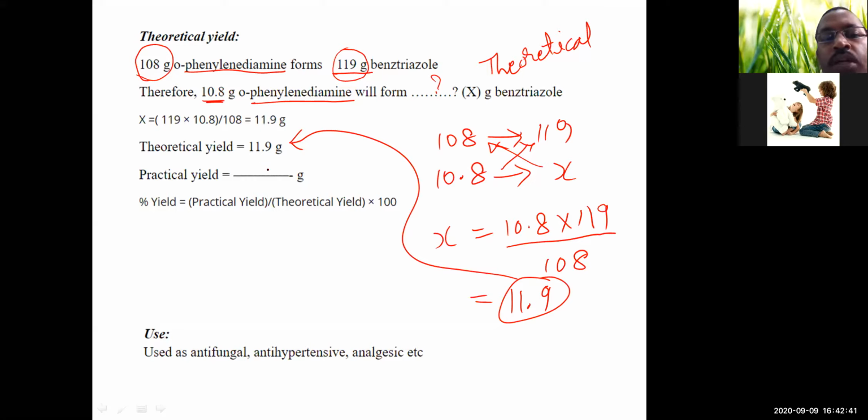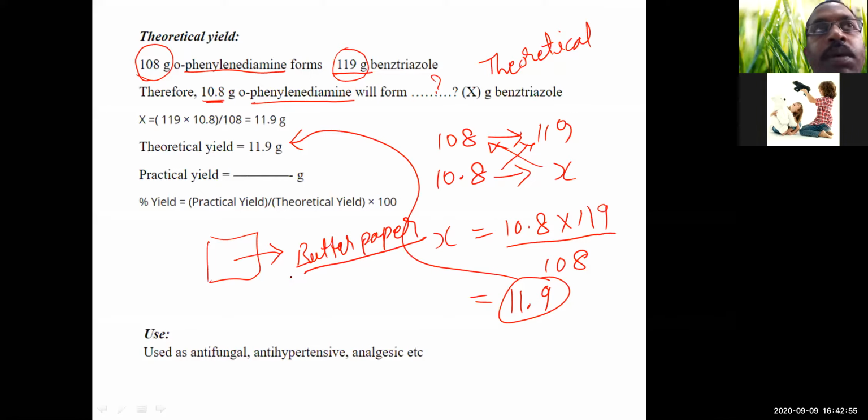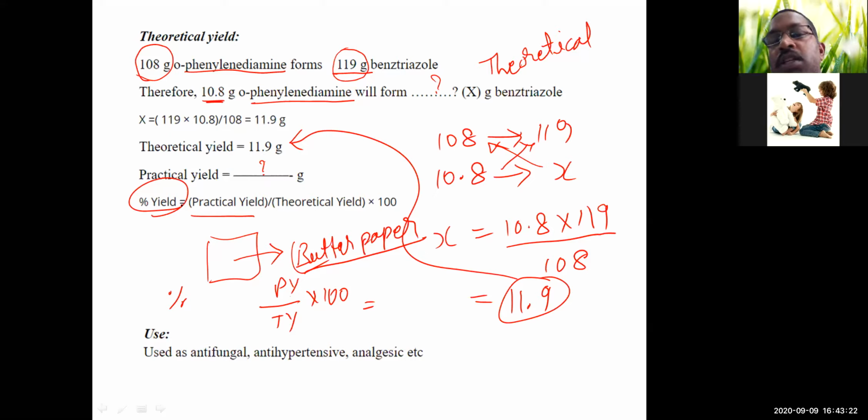Then the practical yield is what we get on the filter paper. Scrape it out and put it on a butter paper. Take the weight of the empty butter paper, then put the compound on the butter paper, and whatever reading you get on the balance, you write here. That is called the practical yield. And the percentage yield of the compound is equal to practical yield by theoretical yield into 100. So this is the calculation part that we have.